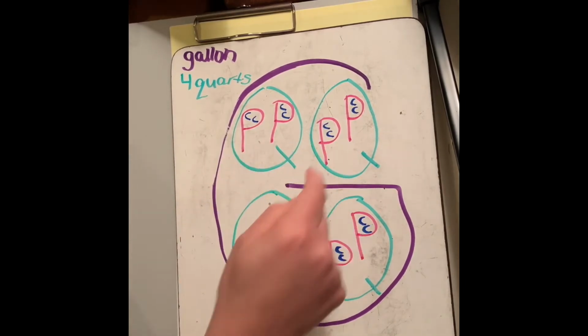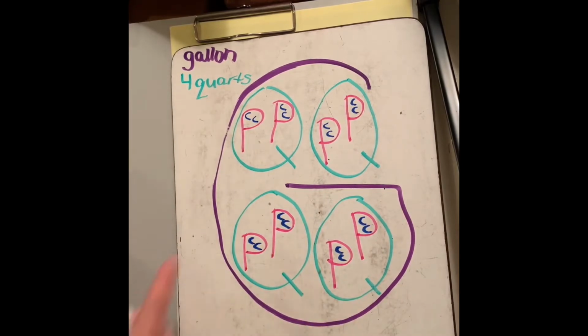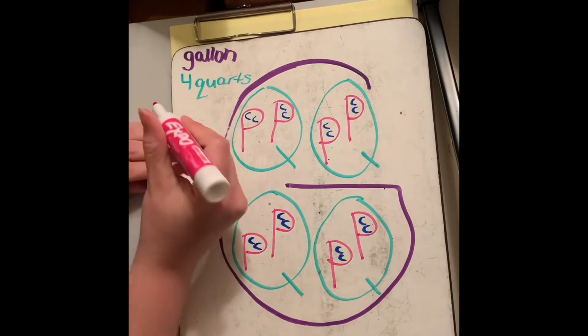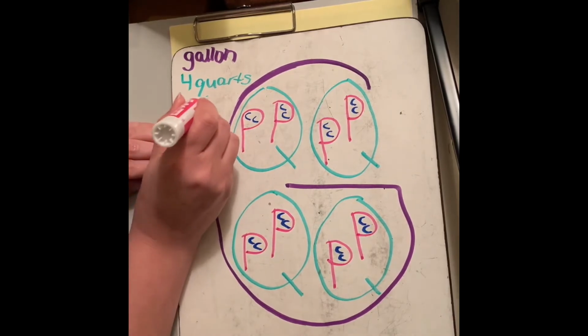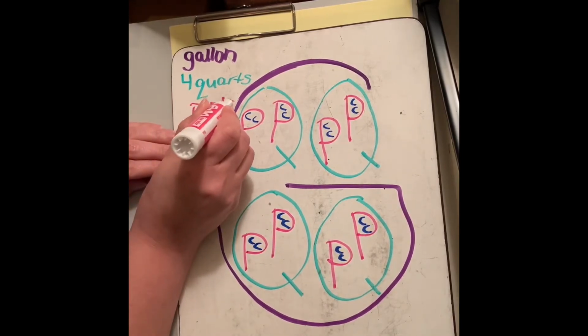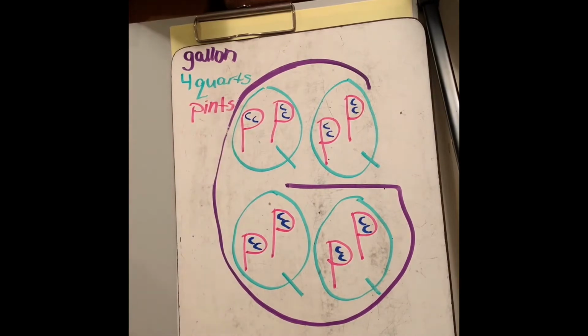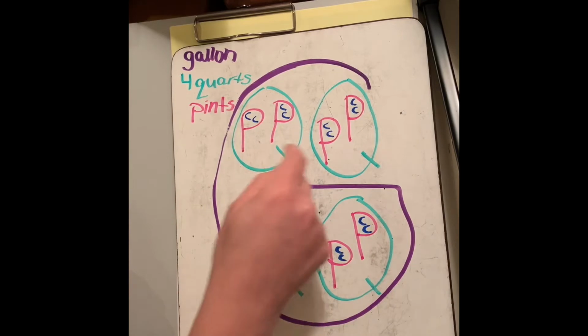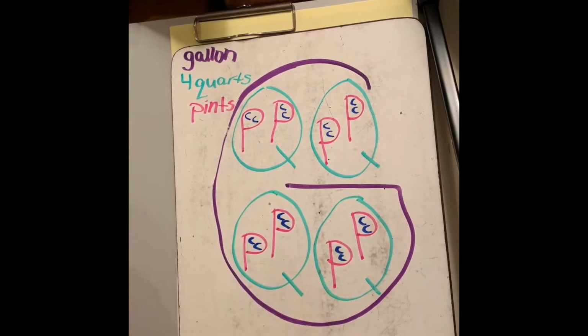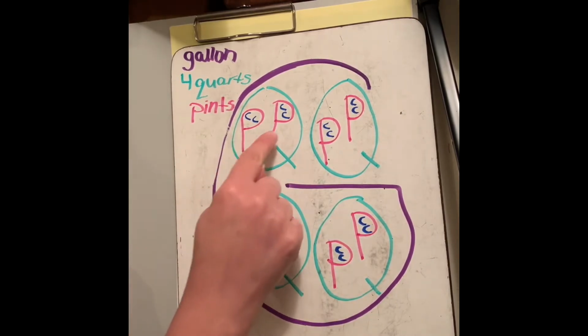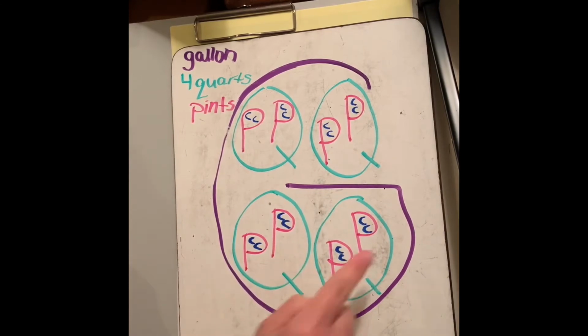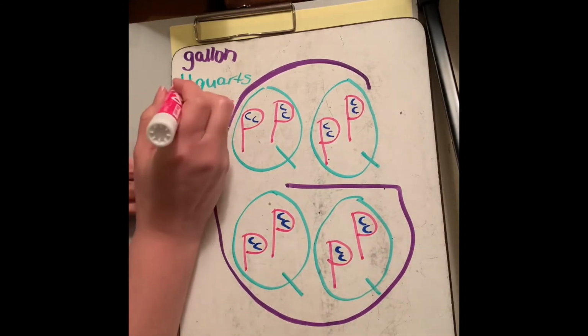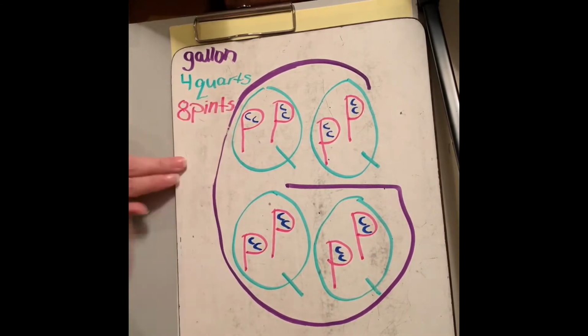Now, each quart, or each queen, has 2 princesses. The P for princess stands for pints. How many pints are there altogether in the kingdom? Well, if there's 2 with each queen, and there's 4 queens, 2 times 4 is 8. 1, 2, 3, 4, 5, 6, 7, 8. In every gallon, there are 8 pints.